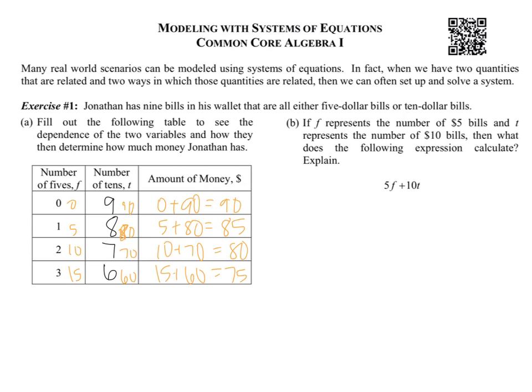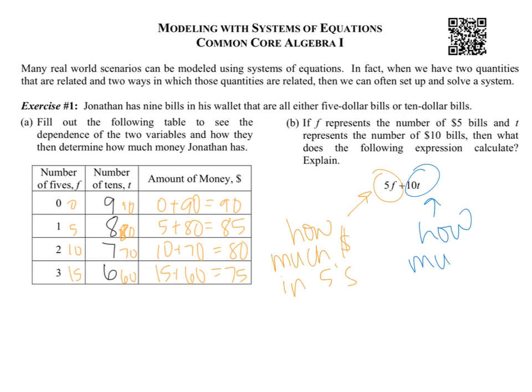So if F represents the number of $5 bills and T represents the number of $10 bills, then what does the following expression calculate? Well, the 5F is how much money in 5s, and the 10T is how much money in 10s.